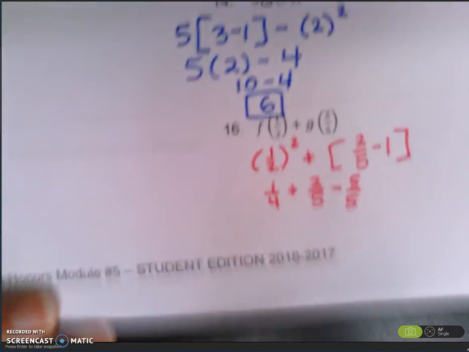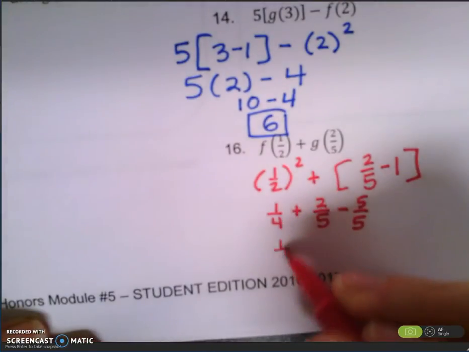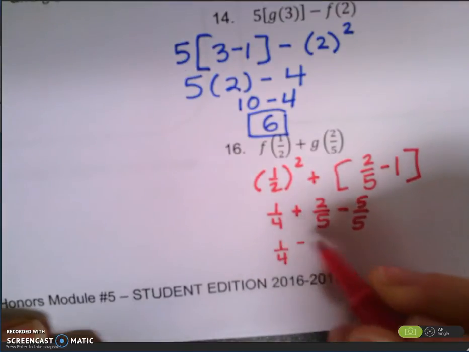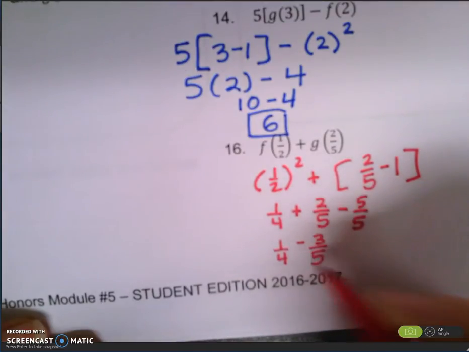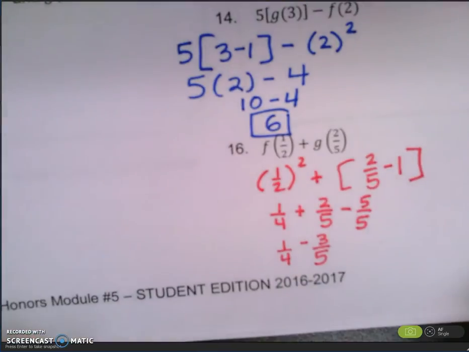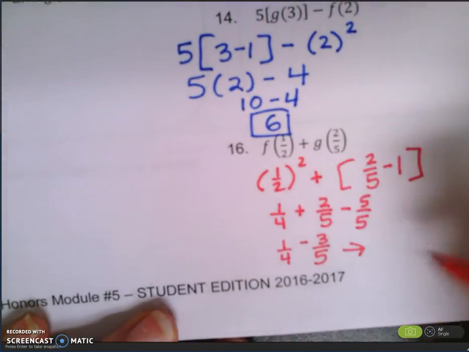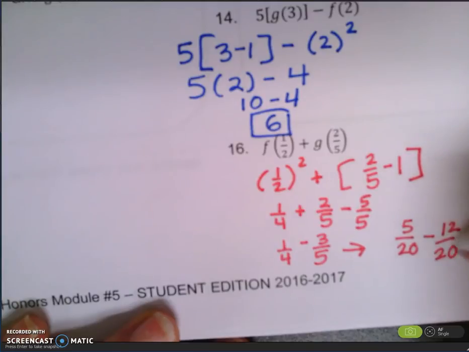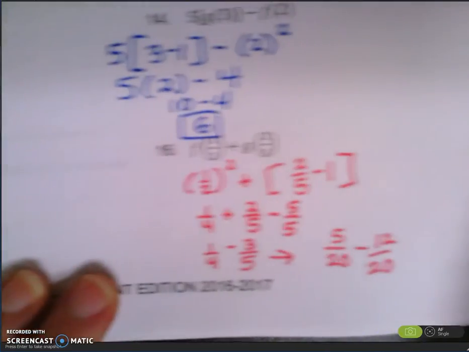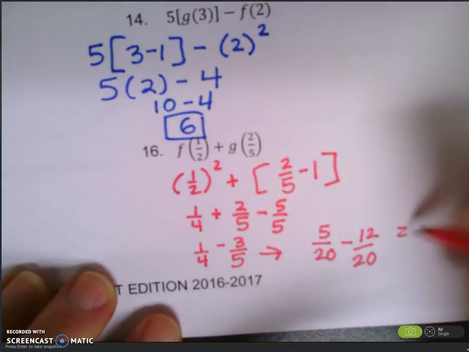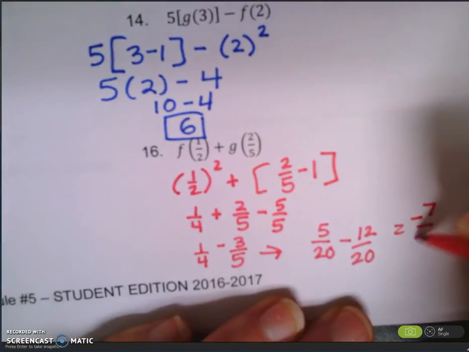So continuing this problem, I would have 1/4 minus 3/5. I need a common denominator. What's my common denominator? It's 20. So this ends up being 5/20 minus 12/20, which gets you your final answer of -7/20.